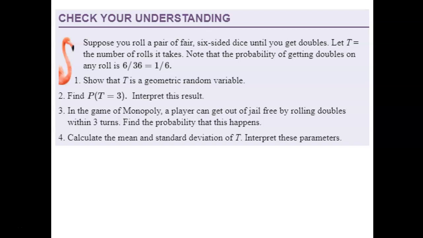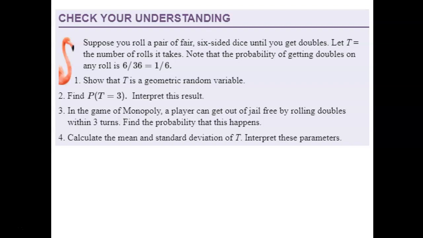And then in the game of Monopoly, a player can get out of jail free by rolling doubles within 3 turns. Find the probability that this happens. Fun fact about Monopoly. And then number 4, calculate the mean and standard deviation of t, and interpret these parameters. So pause the video and write down some thoughts. I'm about to show all the answers.